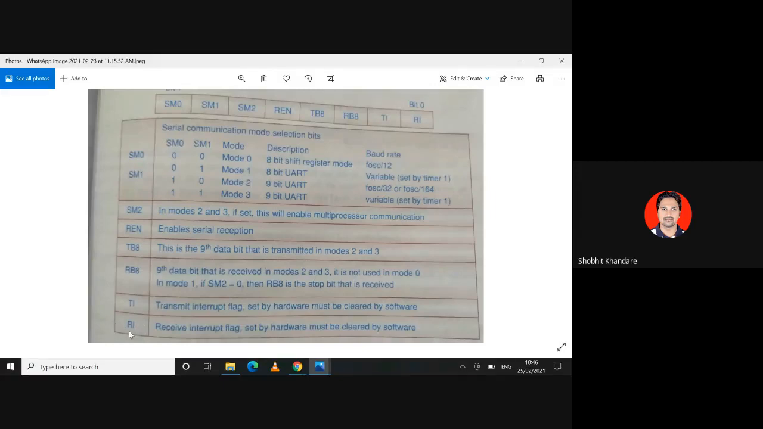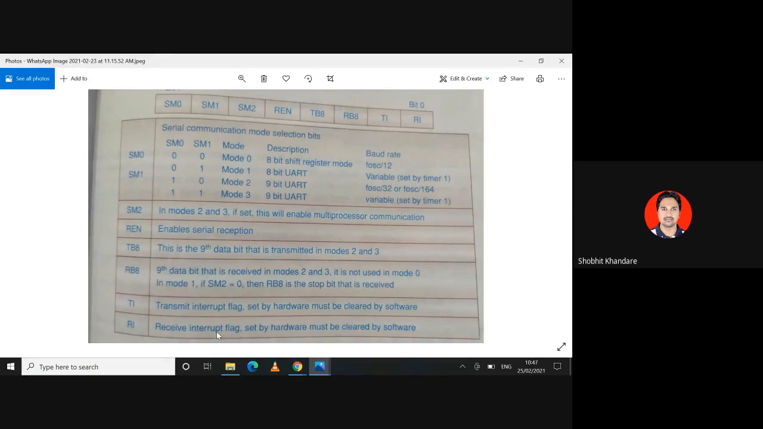Okay, so it is a kind of indication through the interrupt, because this is a receive interrupt flag. So this will be set to 1 when you have received 1 byte through the RxD pin, and that received byte is available in the receive buffer.